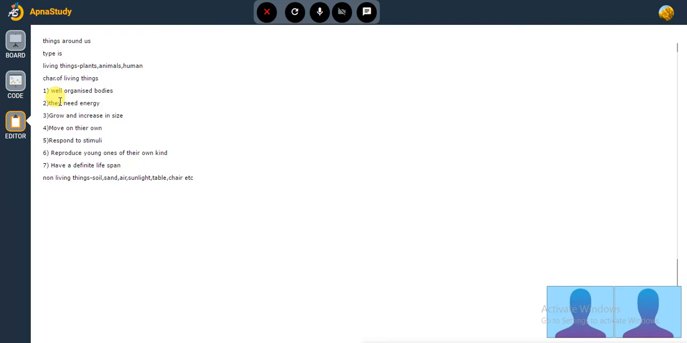So, I said you may have one question: plants can't move by themselves, so why are they called living things? The answer is, even though plants cannot move from one place to another, they move their stems to face the sun, hence they are also living things. For example, a sunflower. While the sunlight is on the sunflower, the sunflower stem faces the sun. It can't move from one place to another, but it moves its face to the sun. Hence, they are also living things.